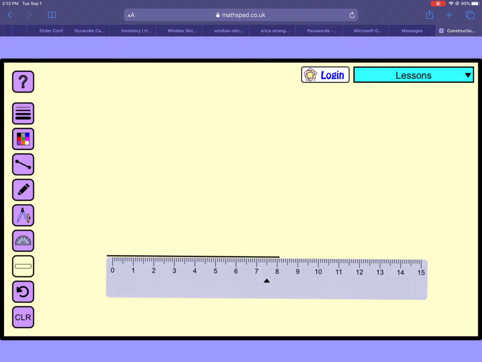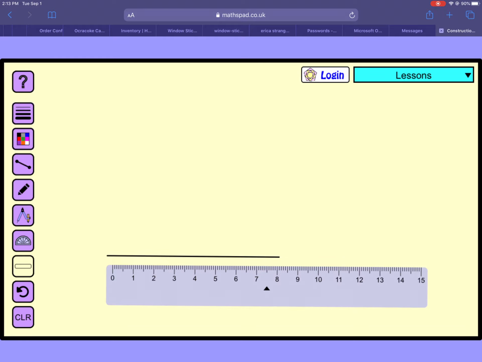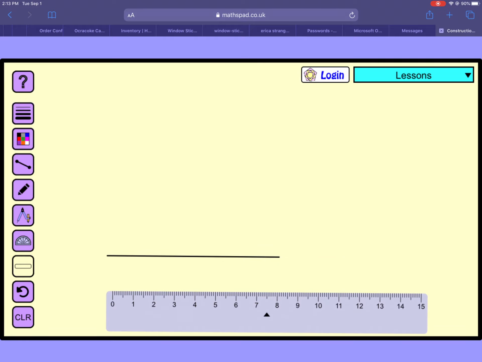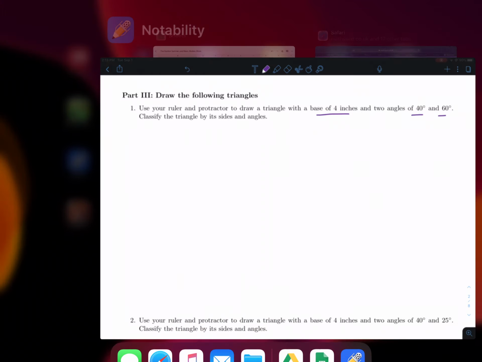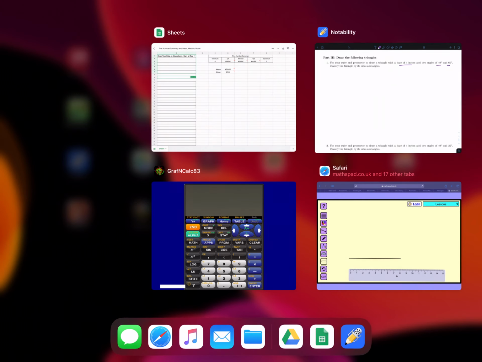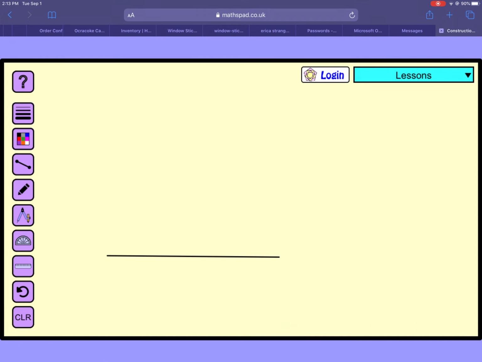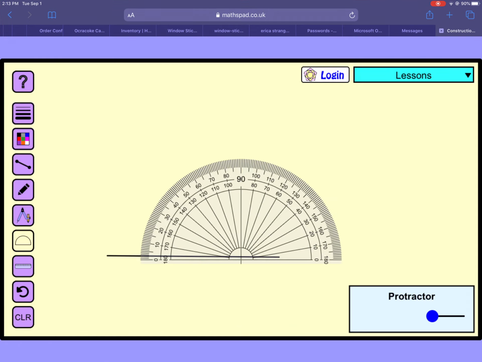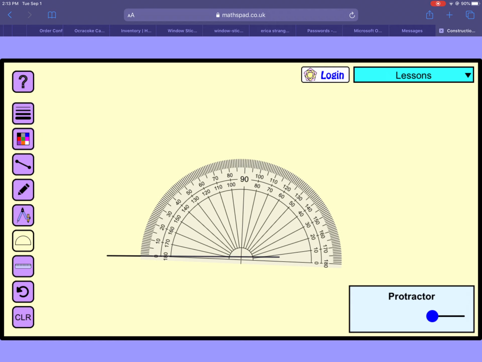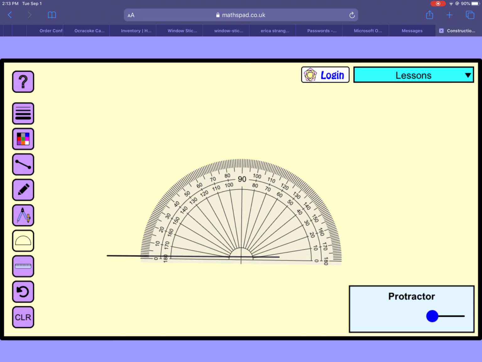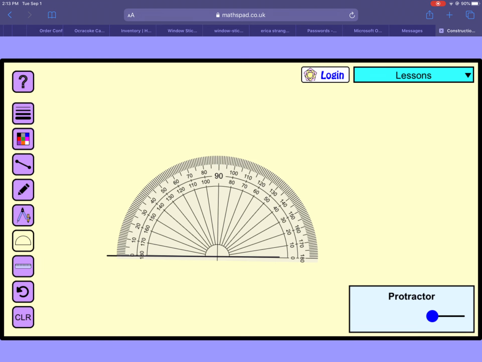So now what we wanted, I think, was a 40 degree and a 60 degree angle. So let me check just to make sure. Yep, 40 and 60. So now I want to grab my protractor. So let me hide the ruler. Grab my protractor. And so I want to come over here. Oops, it's spinning on me. So I want to pick it up.